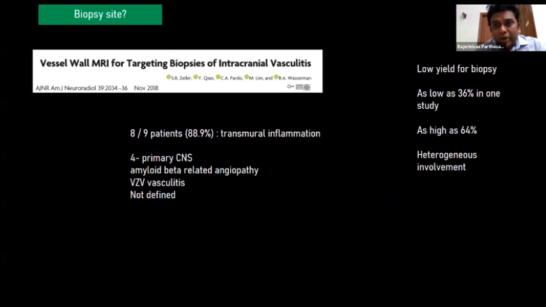Can we decide a biopsy site? There is only one paper that has been published on this. This is a whole brain vessel wall imaging, wherein you can identify target vessels and do a biopsy there. In this particular paper, they had a yield of nearly 90%, wherein they could identify on the biopsy some evidence of inflammation. But without guidance, the yield of biopsy is low, as we all know.